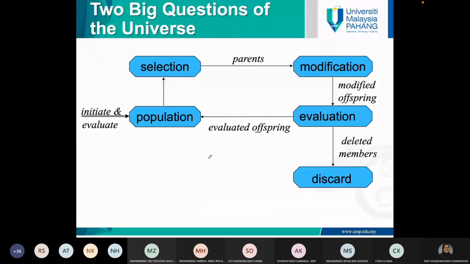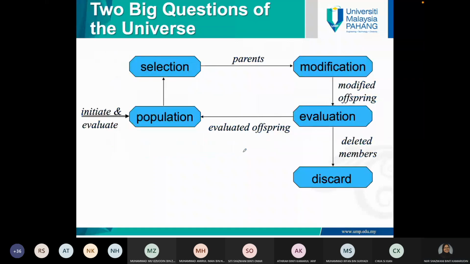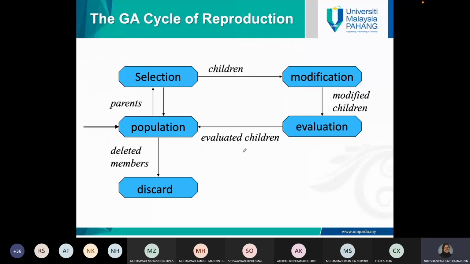So this is the process. Initiate and evaluate. You initiate with the original population and you select 2 parents to do the modification. And then after modification, you evaluate the offspring and create a new population. And then keep repeating the process until you get to the termination criteria.